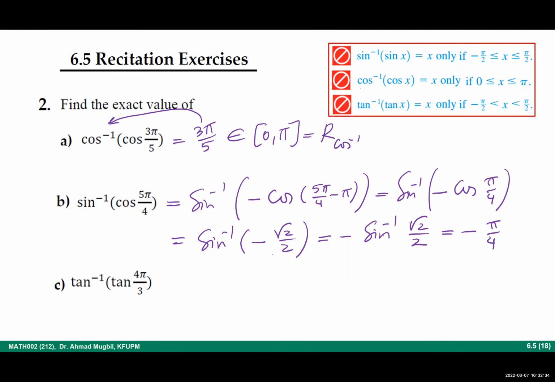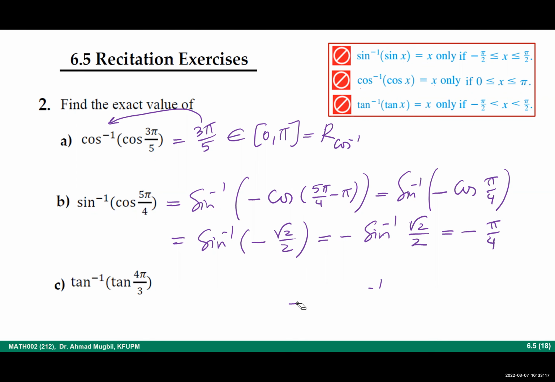The other way is to ask yourself directly: what is the angle whose sine is negative square root of 2 over 2? And you find that this angle is negative pi over 4. Always remember that sine inverse is between negative pi over 2 and pi over 2. So if the argument is positive, it is between 0 and pi over 2. If it is negative, it is between negative pi over 2 and 0. Excellent.